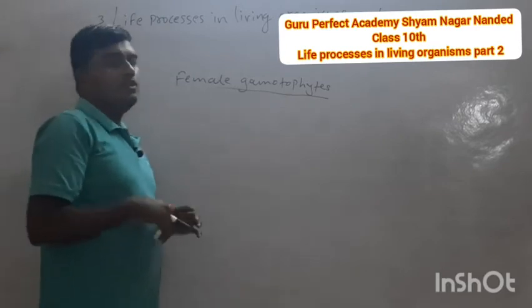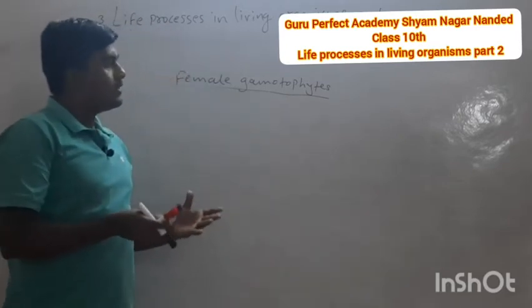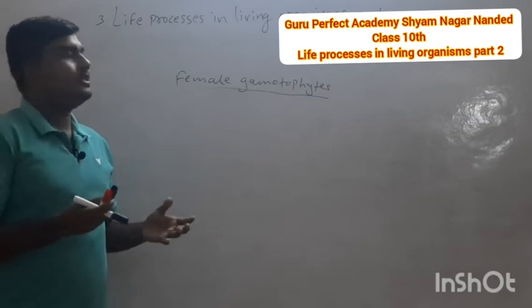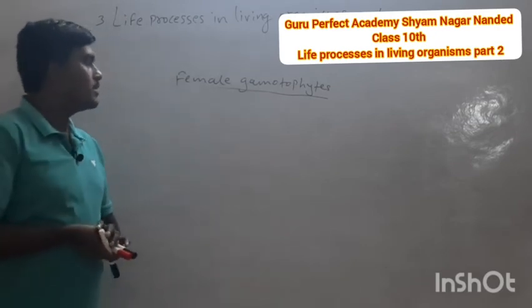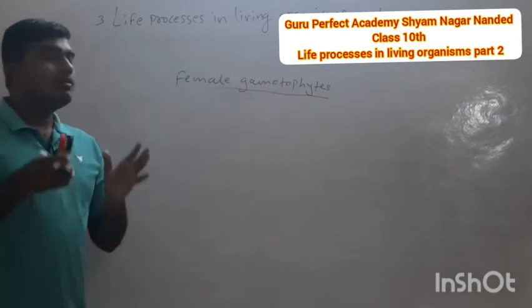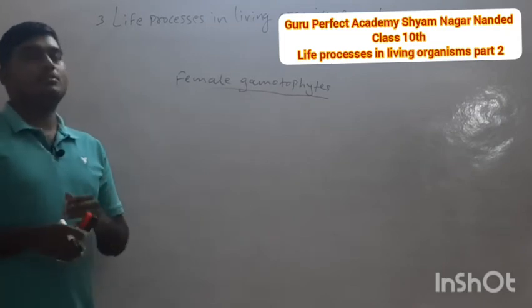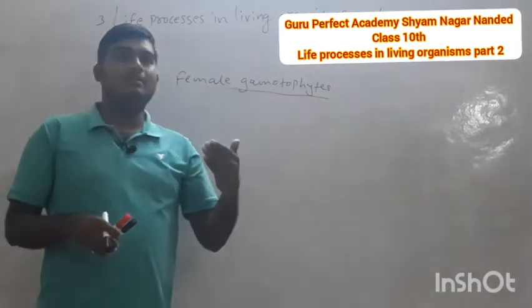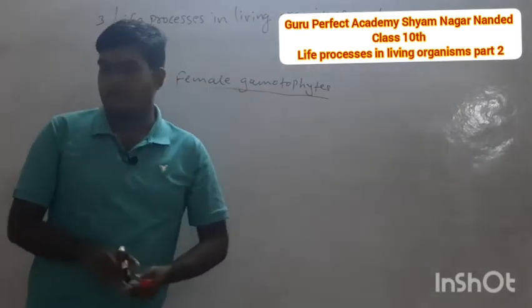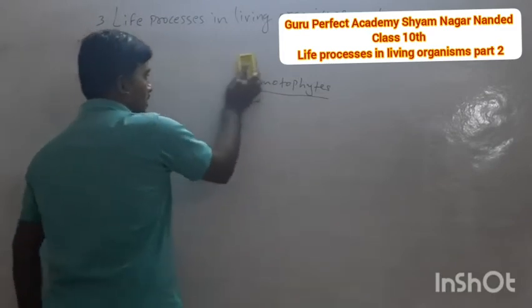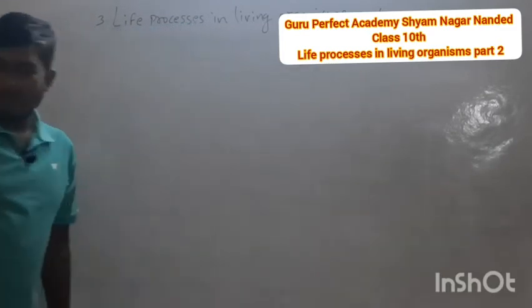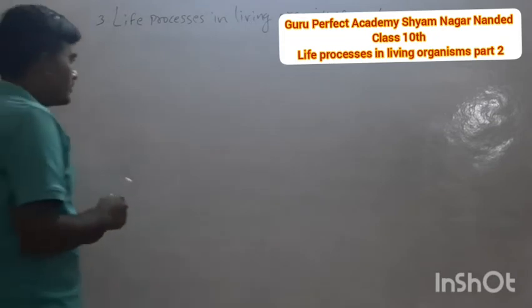So, we know about the female gametophyte as well as the male gametophyte. Now, what is the remaining part in the process of reproduction? That is called fertilization, as well as the production of a new seed or new plant, we can say. How that process operates, we have to learn now.